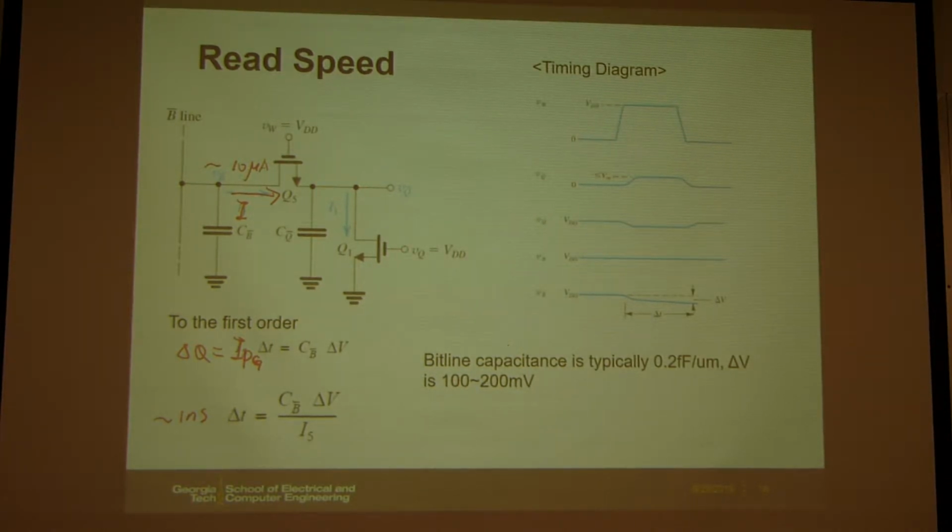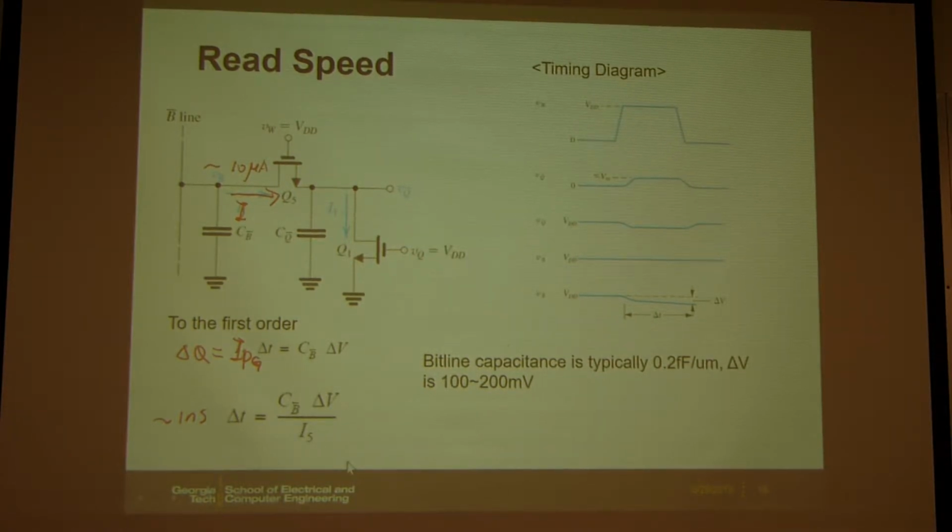Any questions on this slide? I think this kind of equation is generally true for any digital circuit. If you want to charge or discharge some circuits, the delay of that charging and discharging is always given by this kind of formula: the capacitance times the change of the voltage divided by the current, to the first order. Of course, the current is not constant during this operation. But to the first order, if you think of this as the average current, then you can use this.